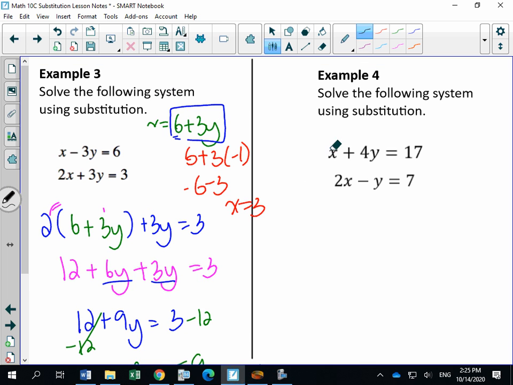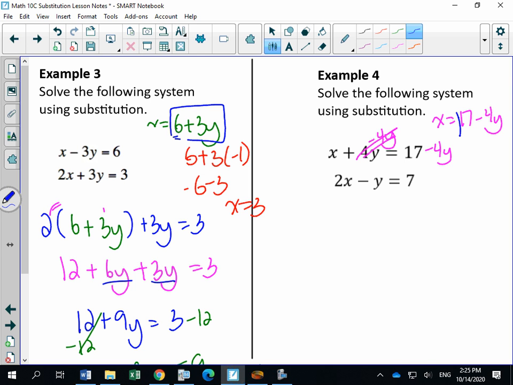Okay, between these two systems, you say to yourself, what system can I solve for in one move? And it's this guy up here. I could figure out what x is in one move. I just have to get rid of that 4y. So to get rid of the 4y, I would subtract 4y, and now I know what x is. x is equal to 17 minus 4y.